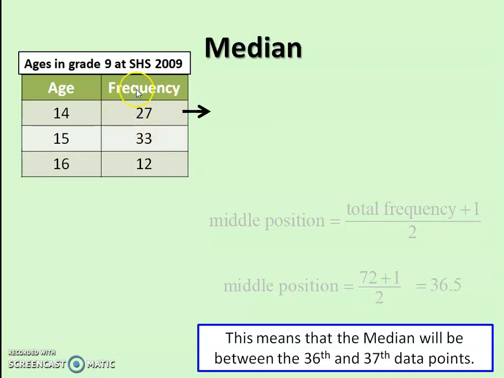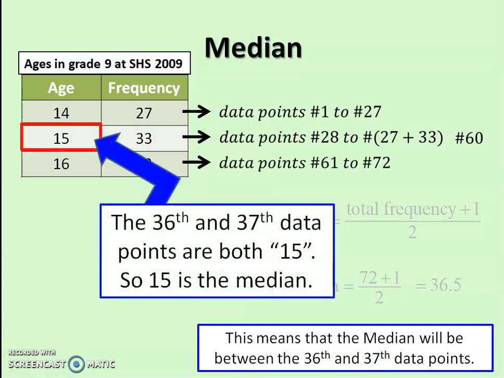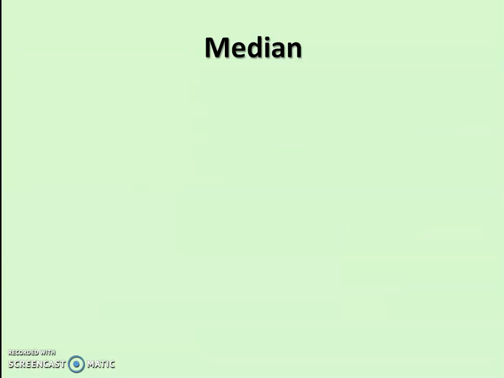The fact that there are 27 numbers here and that 14 is the lowest age means that if I were to list these, this would be my first data point, my second, my third, my fourth, up till the 27th, because there are 27 of them. And that means that this one will be my 28th up until the 27 plus 33rd, up until the 60th number. That means that my 36th number is in here and my 37th number is in here. Both the 36th and the 37th numbers are 15. So this is kind of irrelevant because I know that both my 36th and 37th are in that category, and so 15 is my median, it's the middle number.